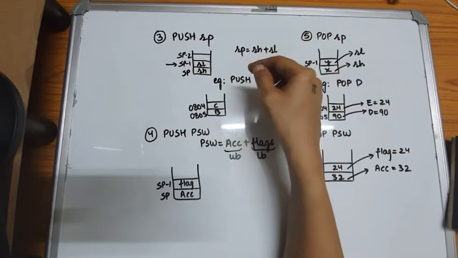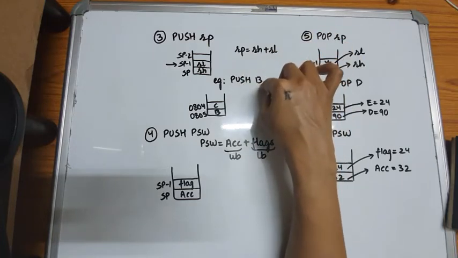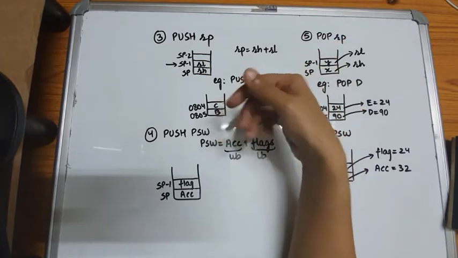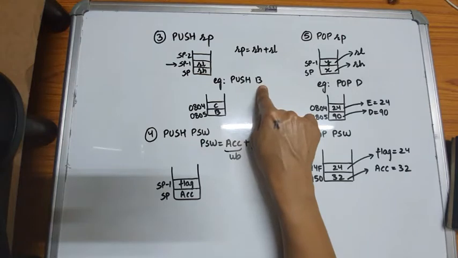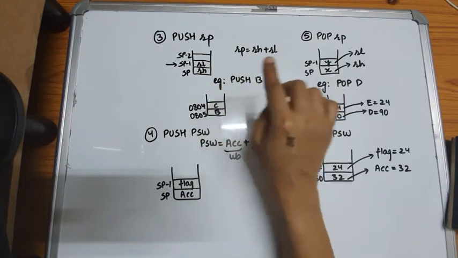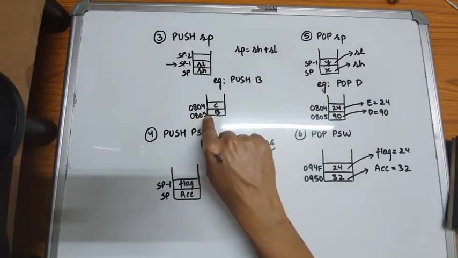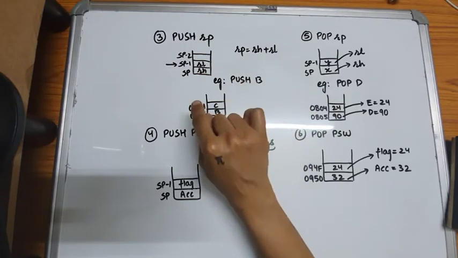Let's take an example of push B. We are talking not about B alone, but about the register pair B, C. So in BC, what is the upper register? The B. The lower register is the C. When I say push B, the contents of B and C will be pushed onto the stack, where the contents of B will be pushed onto 0805 and the contents of C will be pushed to 0804.